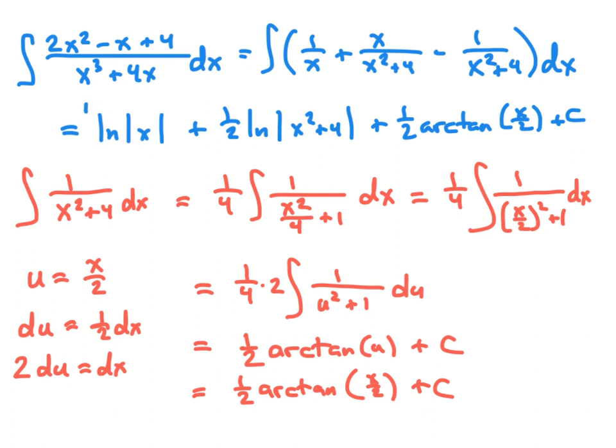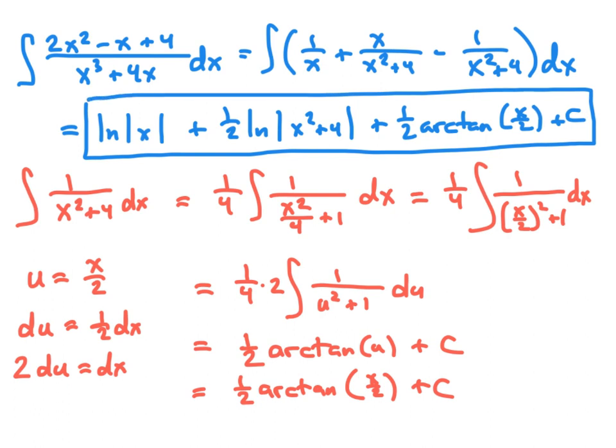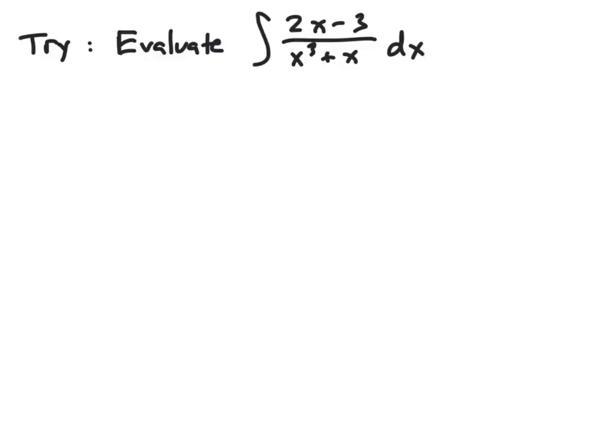And so this will be the final antiderivative, or the final value for our integral, of (2x squared minus x plus 4) over (x cubed plus 4x). If you'd like to try a similar example, pause the video and evaluate the integral of (2x minus 3) over (x cubed plus x) dx. Resume the video, and the full solution will appear in a few seconds.